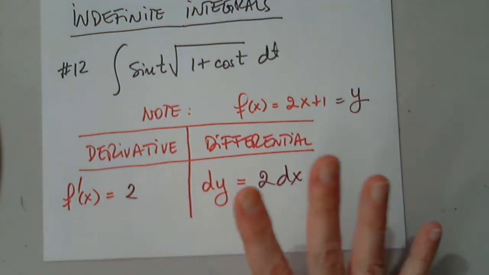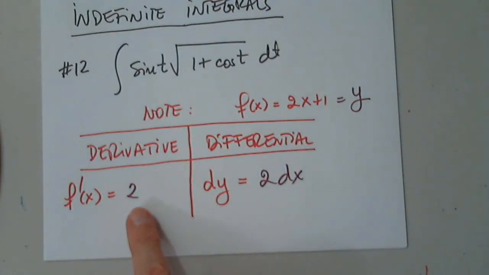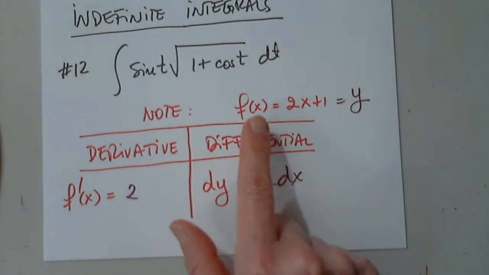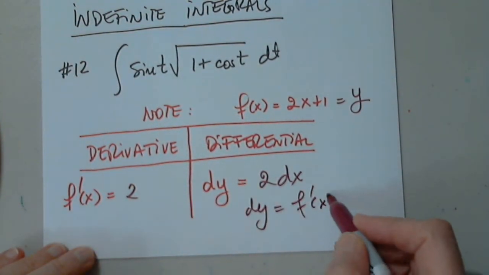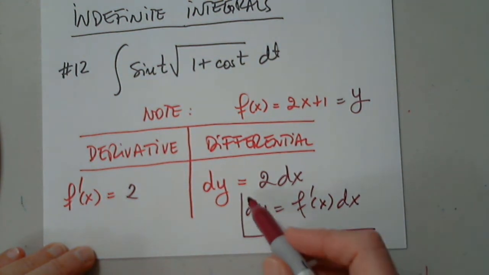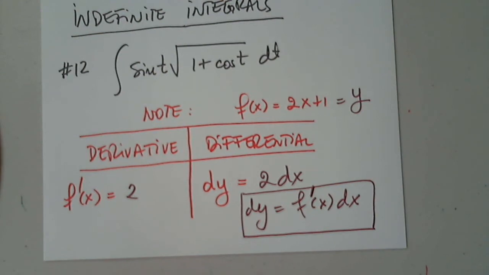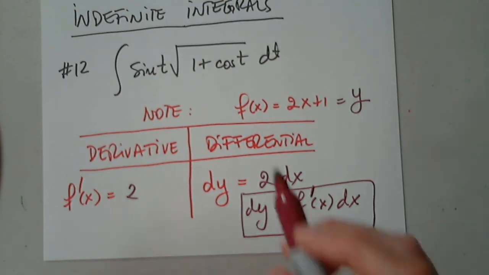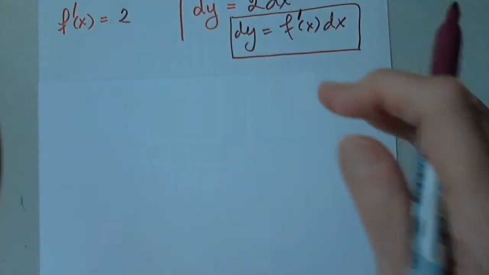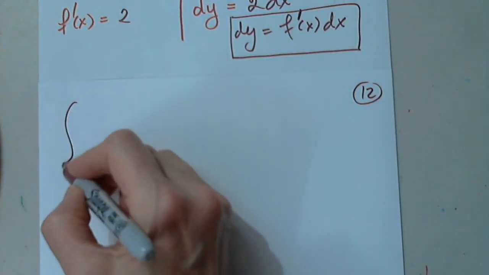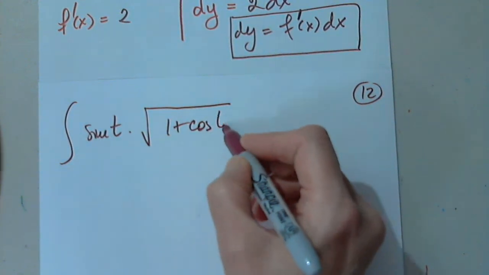So please understand that this is a crucial difference. When I'm asked to find the derivative for this function, I will only write 2. When I'm asked to find the differential for f, I have to write the formula of f prime of x dx. So this is the differential of the given function. Good. So I'm going to copy this integral again. You don't have to do it, but I need to. So the integral of sine t times the square root of 1 plus cosine t dt.